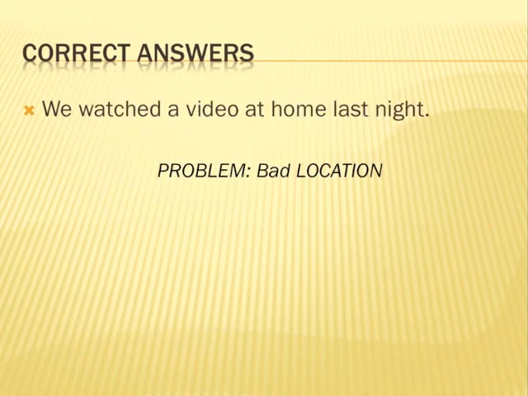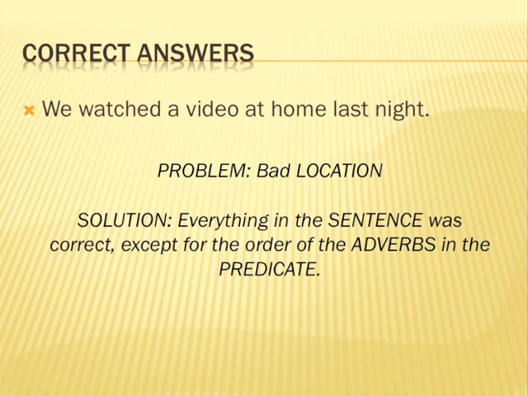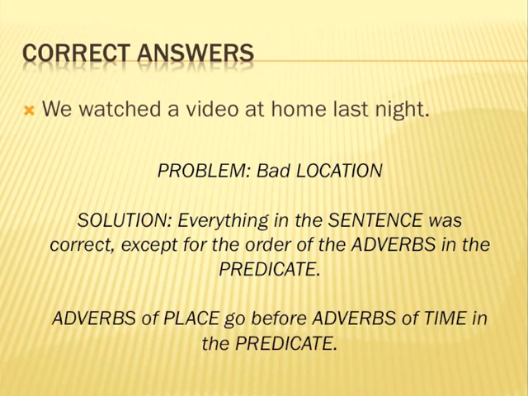Our problem with the original sentence is that we had bad location. Of course, this relates to the idea of order. Everything in the sentence was essentially correct in terms of logic, but the word order was incorrect. In other words, the adverbs that we had in the predicate were not following in a logical way. In general, adverbs of place go before adverbs of time in the predicate. So in this case, we had to switch at home and last night.